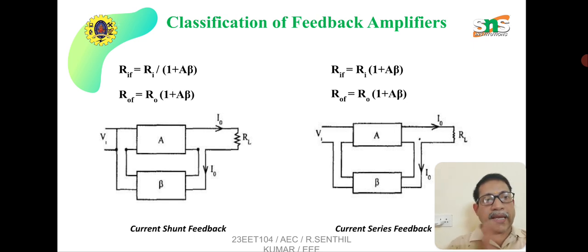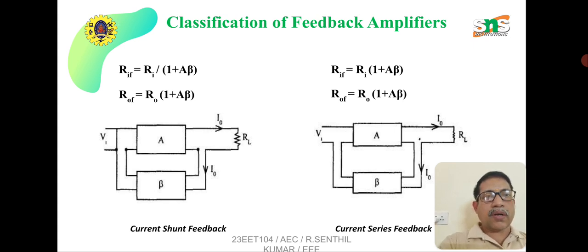Similarly, the fourth type, current series feedback: both are series, at the input and the output. Therefore, no divided by expression comes into picture. RIF equals RI into 1 plus A beta. Similarly, R0F equals R0 into 1 plus A beta.